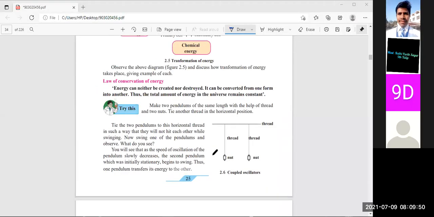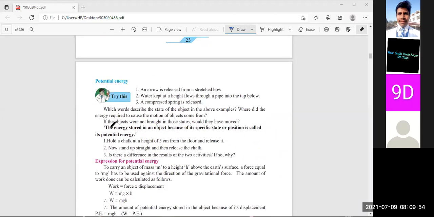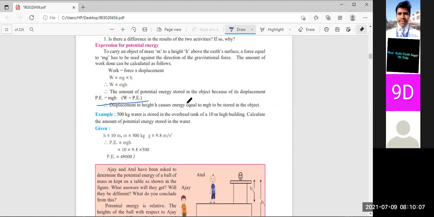Now see, kinetic energy definition is in front of you. Potential energy: the energy stored in an object because of its specific state or position is called its potential energy. And here we can write potential energy is equal to mgh.